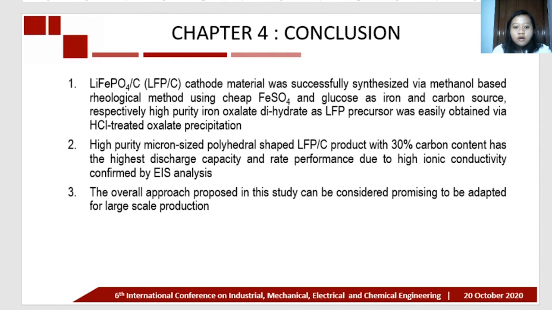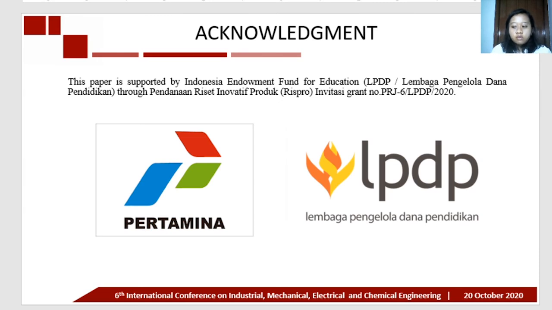Then the conclusion, the final section, where I would like to make a summary. Lithium iron phosphate with composite carbon cathode material was successfully synthesized via the rheological method using iron sulfate and glucose as the iron and carbon source, yielding high purity iron oxalate precipitation and a high purity micron size polyhedral shape lithium iron phosphate product with 30% carbon. And then the overall approach in this study can be considered promising to be adapted to large scale production. Acknowledgement: this paper is supported by the Indonesia Endowment Fund for Education, LPDP.